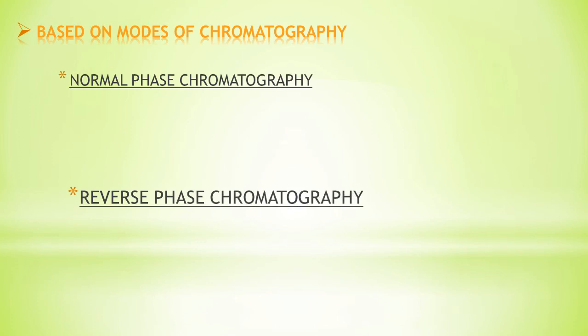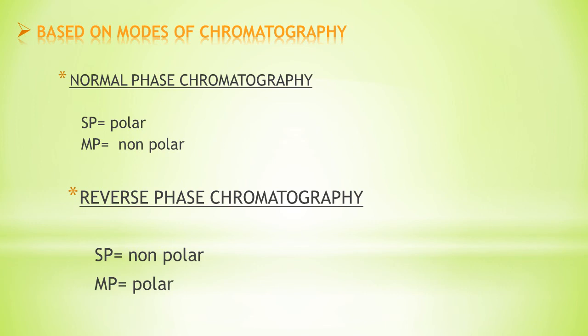Based on the modes of chromatography, we can classify chromatography into normal phase chromatography and reverse phase chromatography. These are just the opposite. In normal phase chromatography, polar stationary phase is used. In reverse phase chromatography, non-polar stationary phase is used. In normal phase chromatography, the mobile phase is non-polar, whereas in reverse phase chromatography, it is polar.